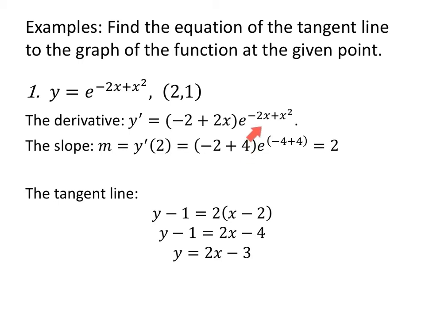In my exponent of e, I'll have negative 4 plus 4. Negative 4 plus 4 is 0. e to the 0 is 1. 1 times 2 is 2. So my slope is 2. The equation of the tangent line is y minus 1 equals m, my slope of 2, times x minus 2. Distribute the 2, add 1 to both sides, and I have the equation of the tangent line.